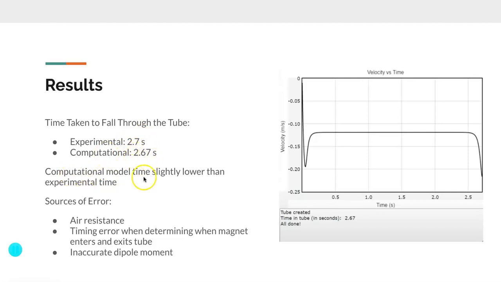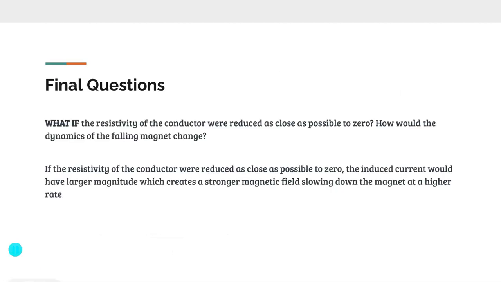So the computational model time was slightly lower than the experimental time. Some sources of error include air resistance, timing error when determining when the magnet enters and exits the tube, and an inaccurate dipole moment.